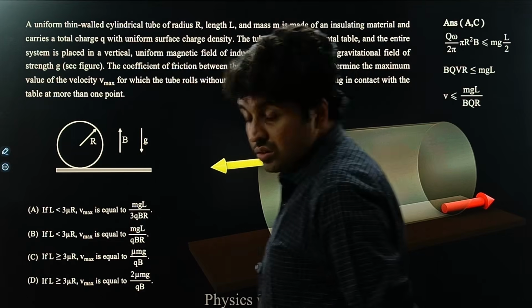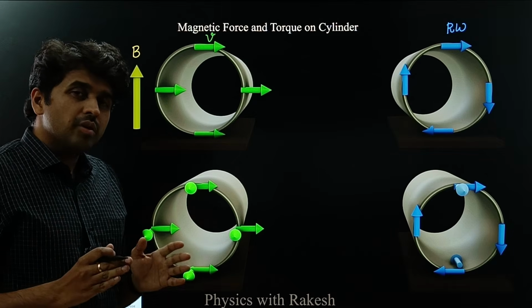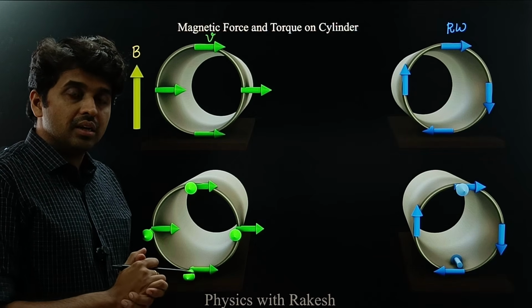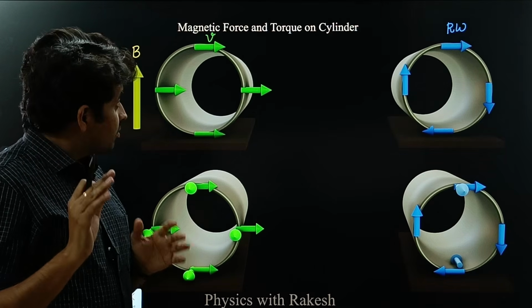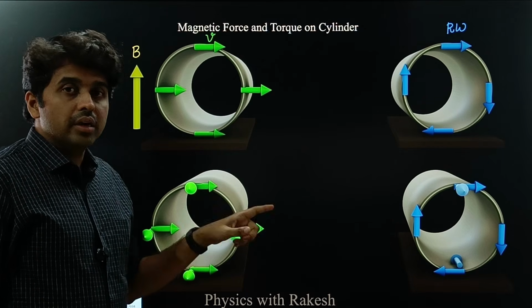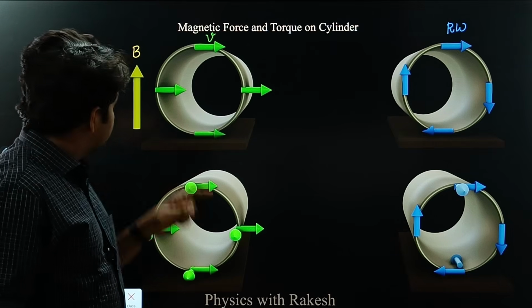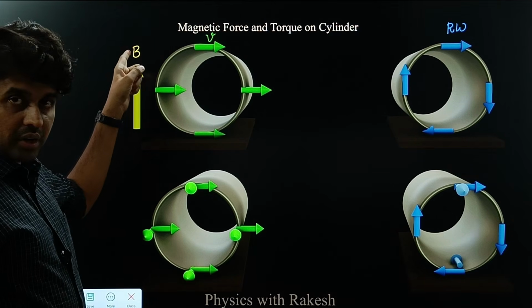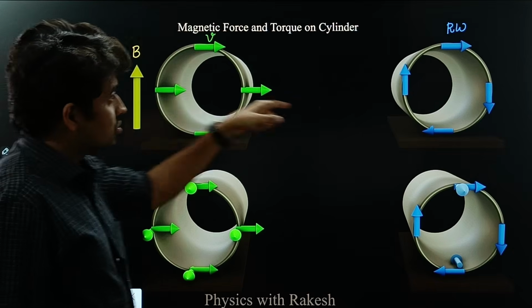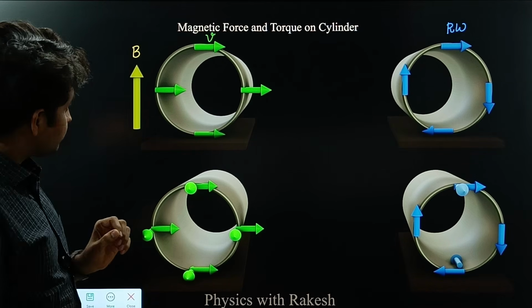Let us move into the solution. Before we solve this question completely, let us go step by step. First, we'll find out the magnetic force and torque on the cylinder. We'll mark it using arrows so that there is clarity when we start solving. There is a magnetic field in the upward direction and this cylinder is rolling. First, let us look at the force.